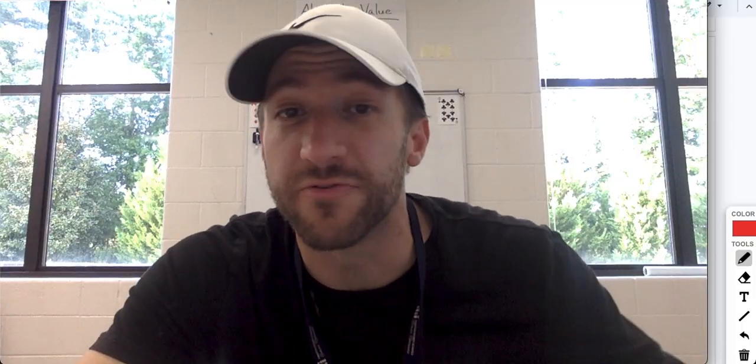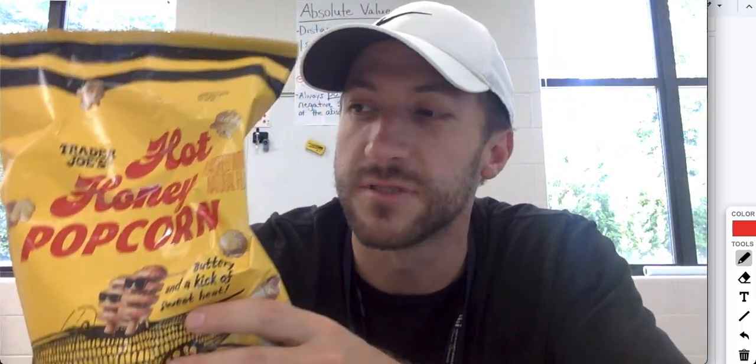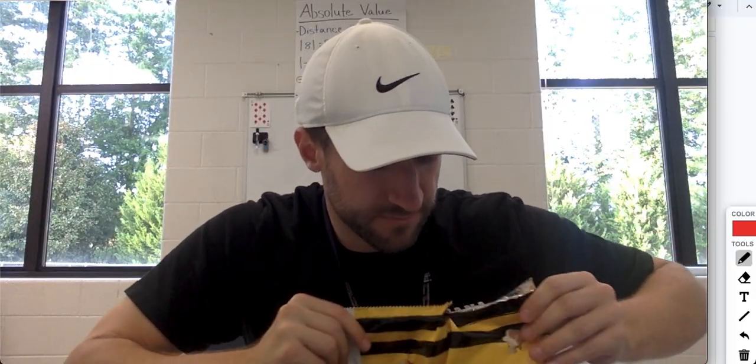Before we do that though, food review of the day. I got this Trader Joe's hot honey popcorn. So it's popcorn, it should be sweet and spicy. So we'll see how it goes. Open it up. Smells good already. So there's a ton in there. They do fill it up. Trader Joe's is not stingy. Let's see how it goes.